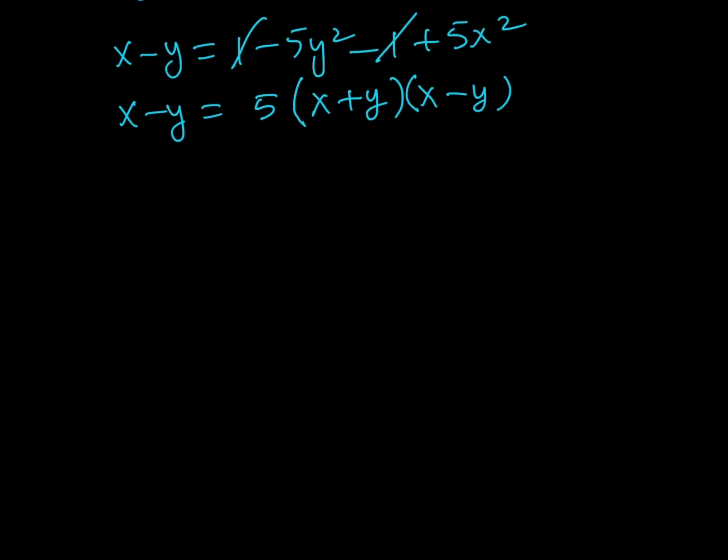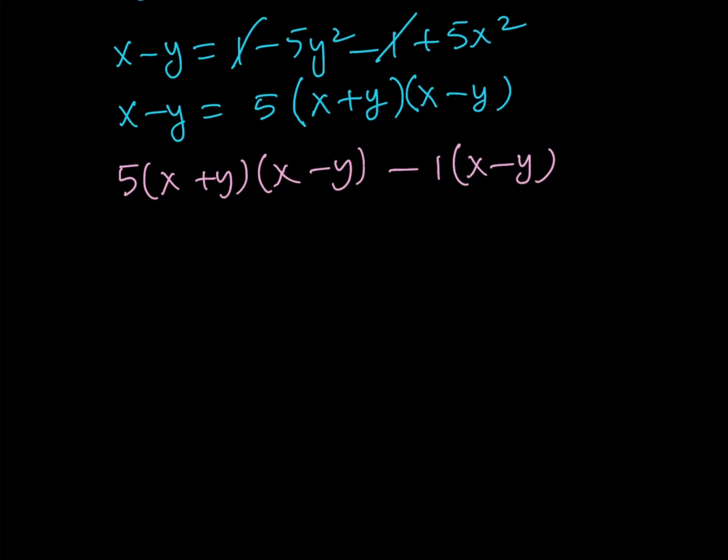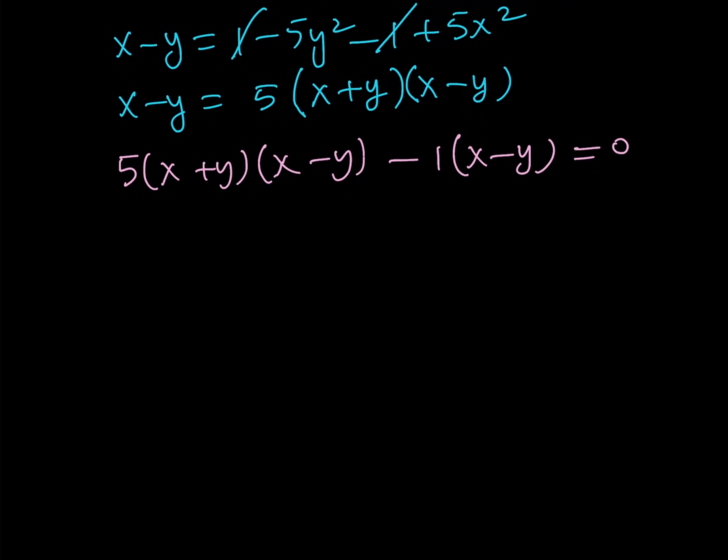Now, how am I going to proceed? Well, I have x minus y, x minus y. One of the biggest mistakes that people make is crossing these out. Do not cross them out because you lose roots. So put everything on the same side. Let's go ahead and subtract x minus y from both sides, but notice that there's a 1 in front of it. So let's subtract like this and set it equal to 0. Now I'm going to take out an x minus y here, and then I'm going to have 5x plus 5y minus 1 is equal to 0.